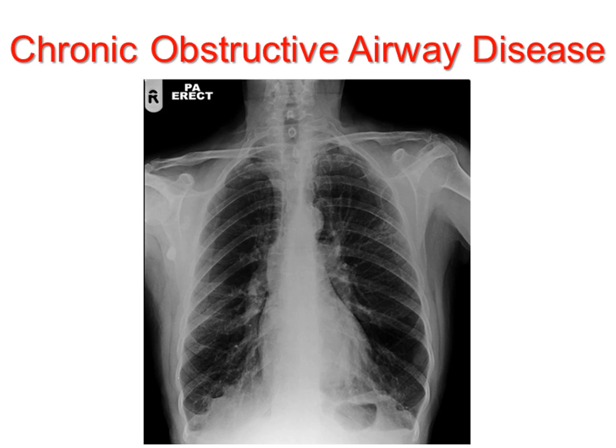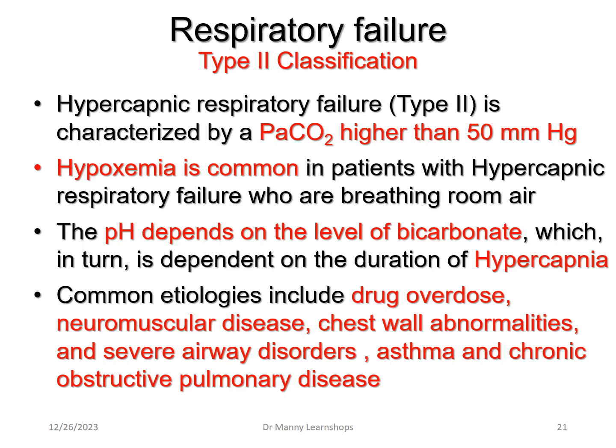Chronic obstructive airway disease, chronic obstructive pulmonary disease, chronic obstructive lung disease, whatever terminology you would like to use. These are patients like emphysema patients, chronic bronchiolitis, bronchiectasis. They can't get rid of CO2. So the classification, according to type 2, is that the PaCO2 is higher than 50 millimeters of mercury. Look, hypoxemia is common as well.